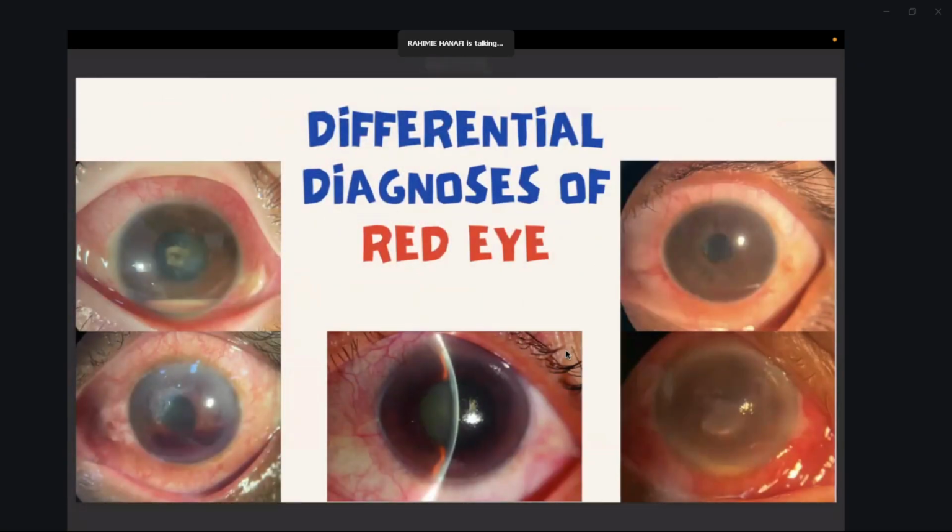Okay, so here are photos of various red eyes, and if we can see clearly, there are features that are different from one to another. Okay, so if you can see from all these photos here, all are red eyes, but there are details that differentiate them from one another, which I will go through in my next slides.